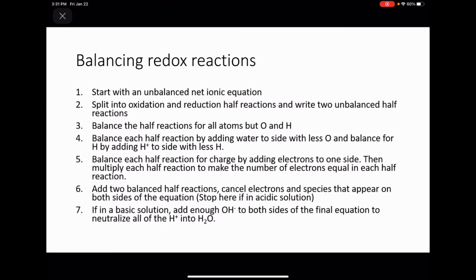If it's in basic conditions, you can't have free protons, because in basic we should have free hydroxides. So the way you do it is you balance for acidic, and then there's another step where you add OH minus, so hydroxide, to both sides of the equation. That way we're not unbalancing our mass in order to neutralize the H pluses into water. Then you sum up and cancel any waters that are on both sides and so forth, and you have the balanced reaction. Okay, so those are the rules.